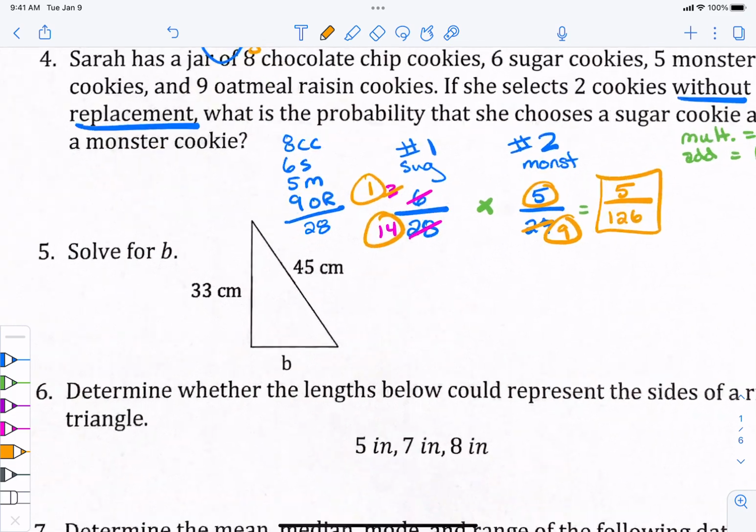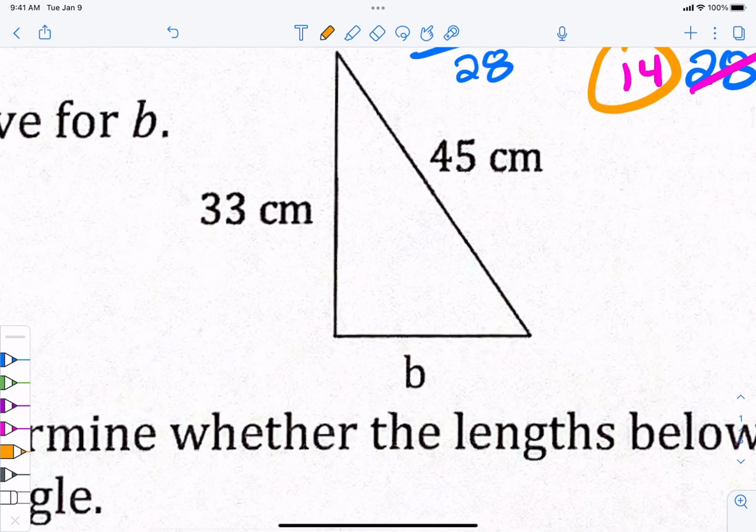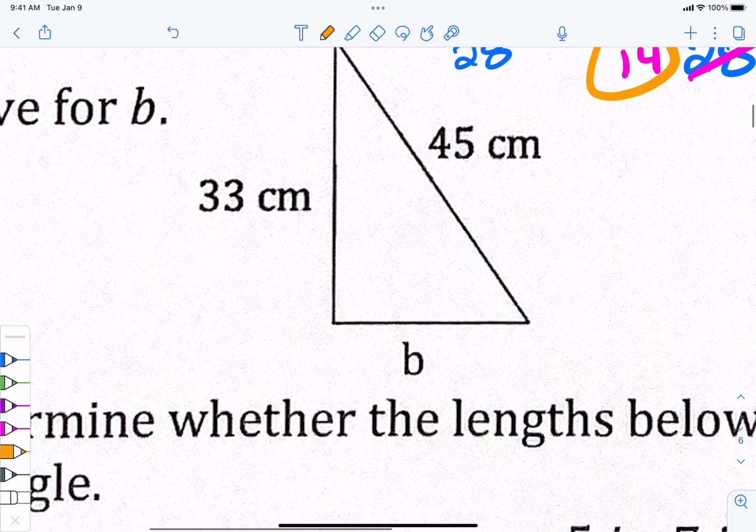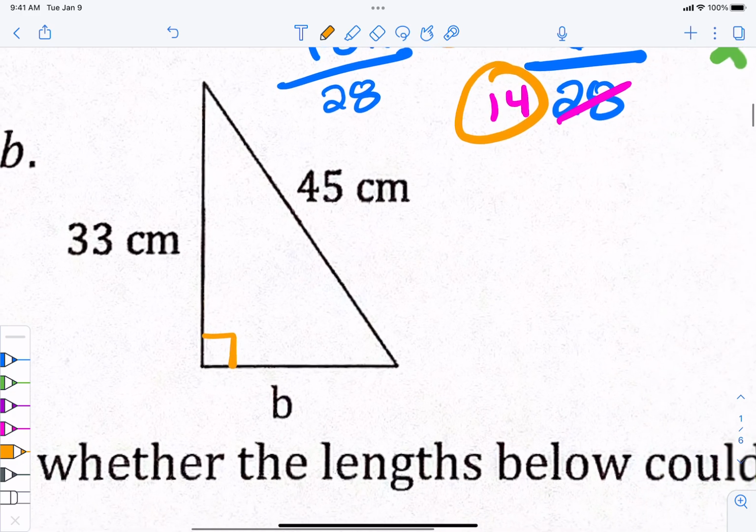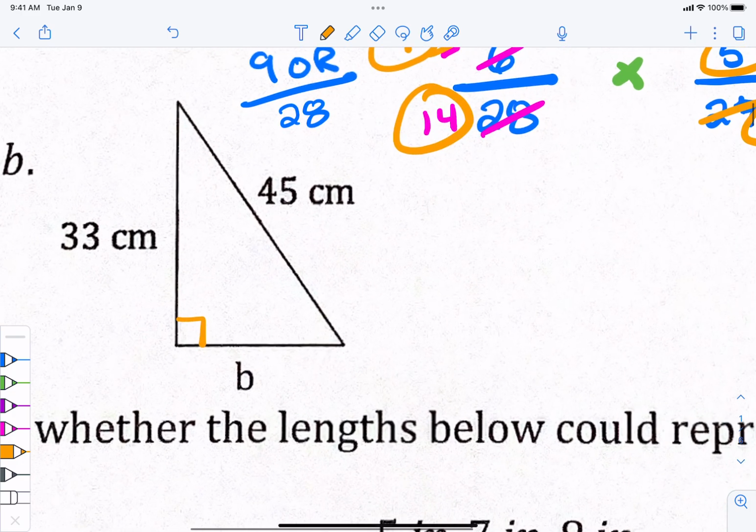All right, number 5, how do I solve for B? Oh, I left one little thing out of here. This has to be there. So that's a typo. That should be there. How do I solve for B if that's a right triangle? What can you do if it's a right triangle? Do I have to add up to be 180? Nope. 90? Use the Pythagorean theorem.